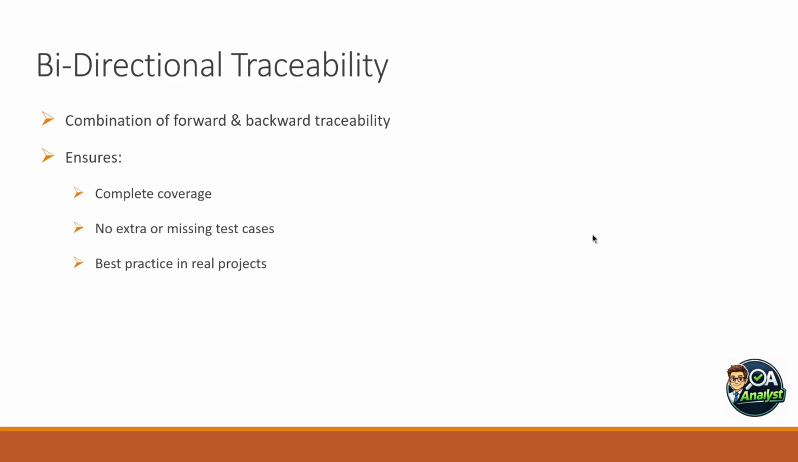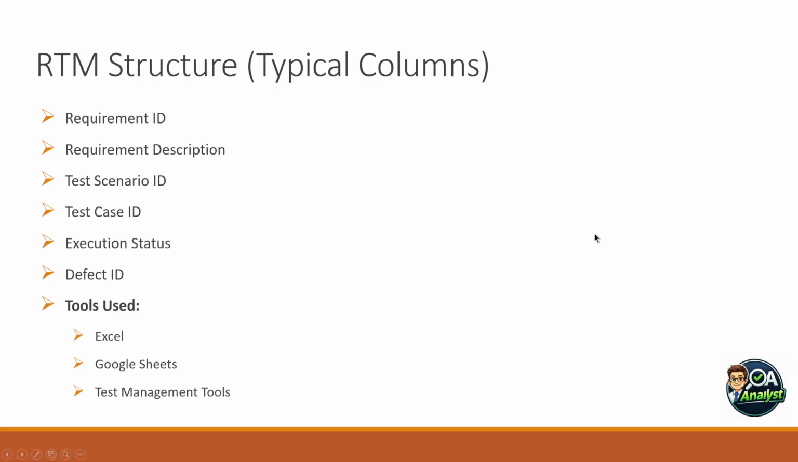Now let us understand the RTM format. This format varies from company to company, but a typical RTM contains columns like requirement ID, requirement description, test scenario ID, test case ID, test execution status, defect ID. In some formats you may not see test execution status, but you can see defect ID. So something changes based on the company's formatting.